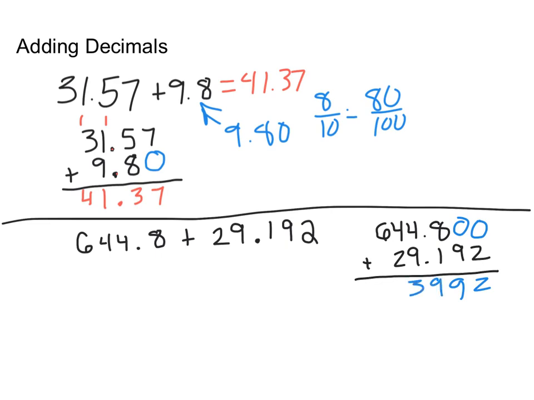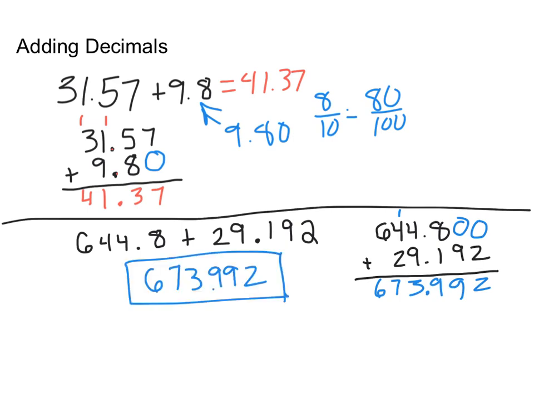Once we get to the 4 and the 9, that gives us 13. So we carry the 1. 1 plus 4 plus 2 is 7. Nothing to carry, so we just have 6. And then we make sure we put our decimal in the same spot it was in the original problems. Hopefully you got 673 with 992 thousandths. Very close to 674.